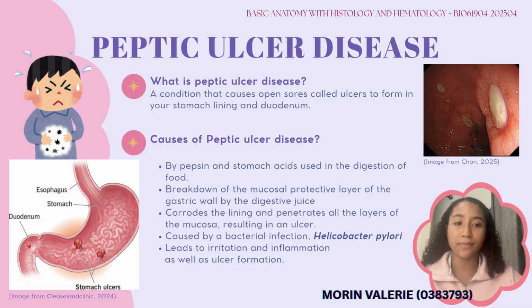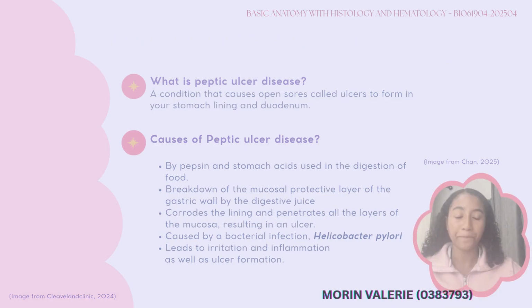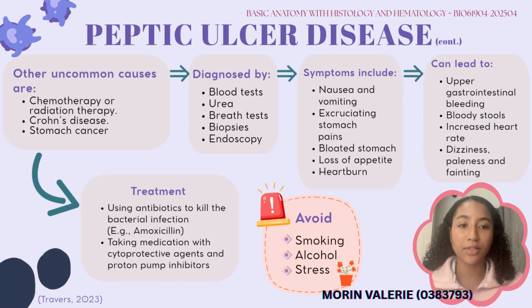Another cause is a bacterial infection caused by Helicobacter pylori, which leads to irritation and inflammation, which can then induce ulcer formation. It can also be caused by chemotherapy or radiation therapy, Crohn's disease, and stomach cancer. Peptic ulcer disease is diagnosed by blood tests, urea breath tests, biopsies, and endoscopy.